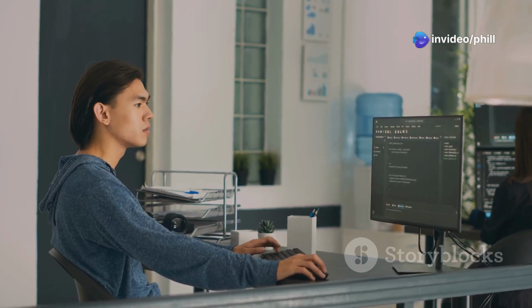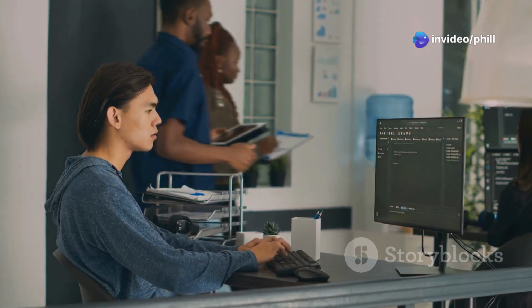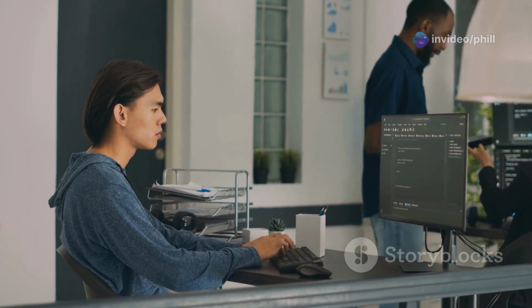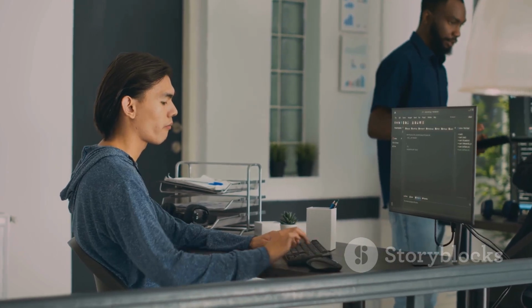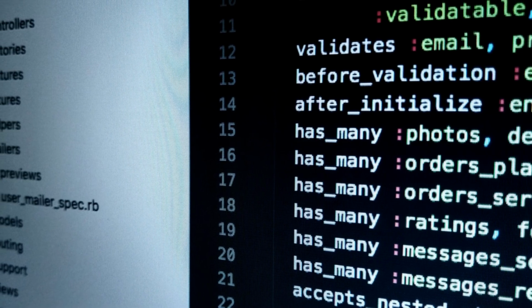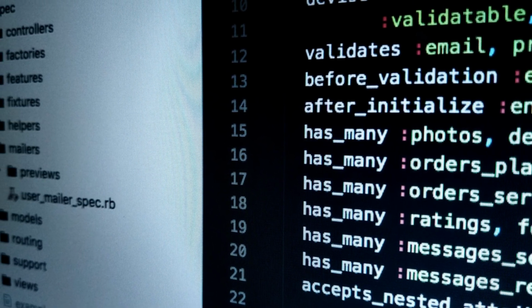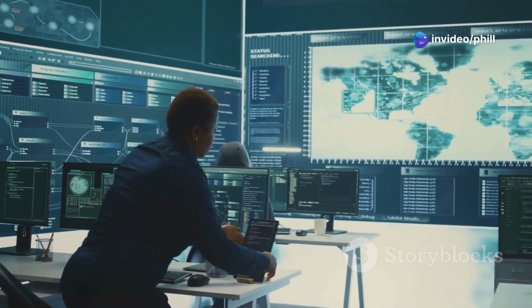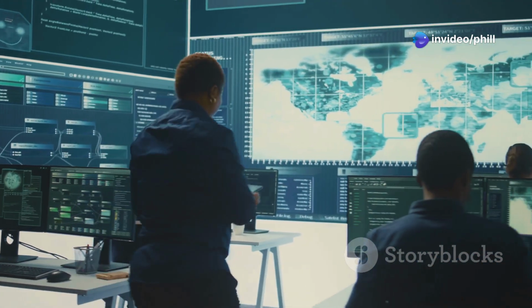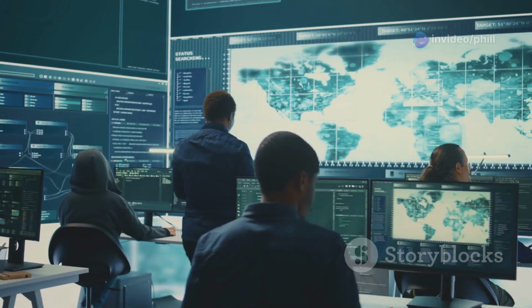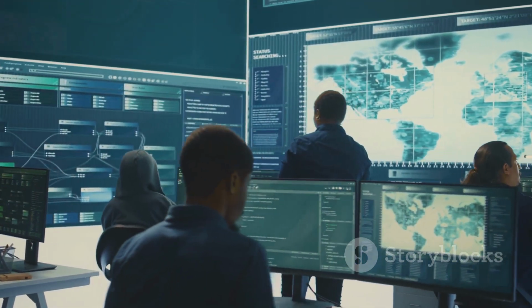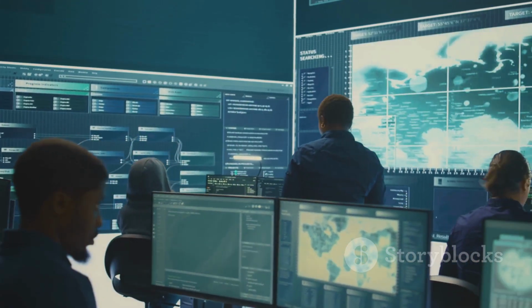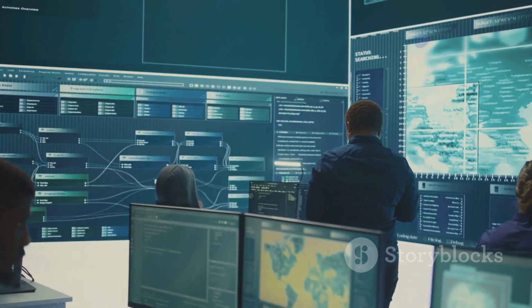Prepared statements and parameterized queries. Developers should use prepared statements and parameterized queries when interacting with databases. This approach separates data from commands, making it difficult for attackers to inject malicious code. Regular security testing. Regular security testing, including penetration testing and vulnerability scanning, can help identify and address potential weaknesses in applications and systems before attackers can exploit them.